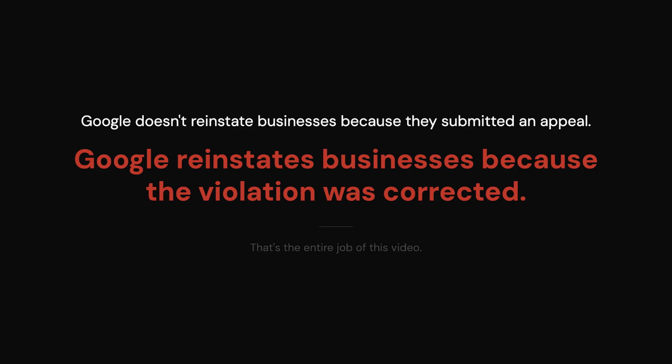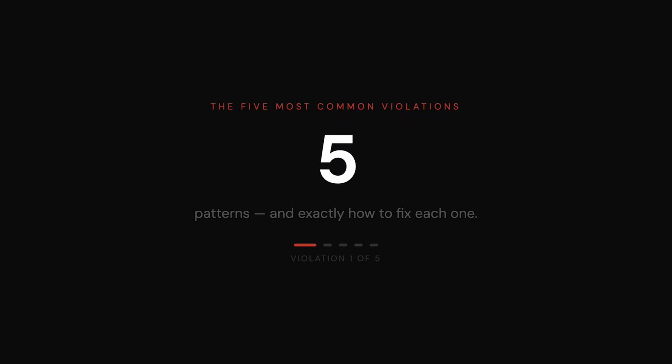And you have to know, Google doesn't reinstate businesses because they submitted an appeal. They reinstate businesses because the violation was corrected. And that's the entire job of this video. So, okay, let's go with the 5 violations most suspensions come from and exactly how to fix each one.